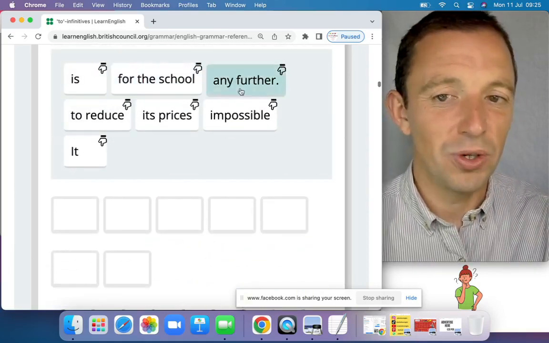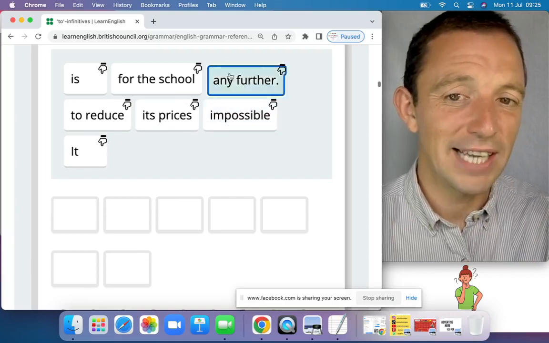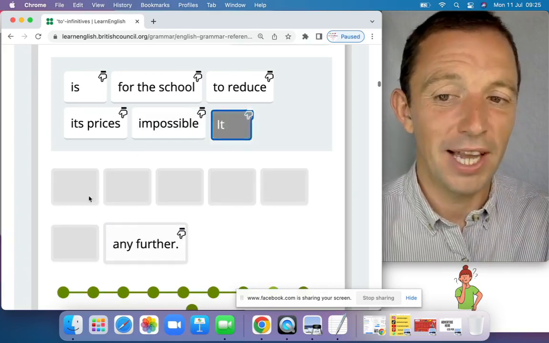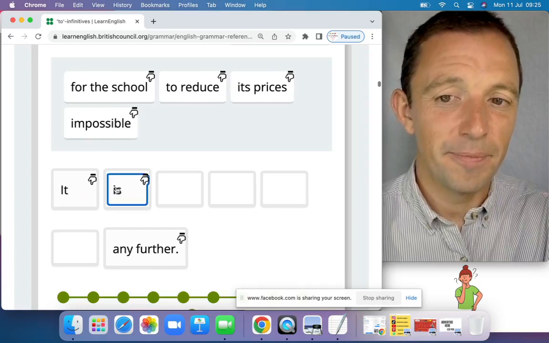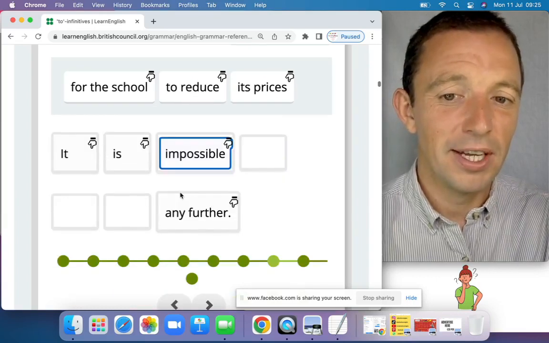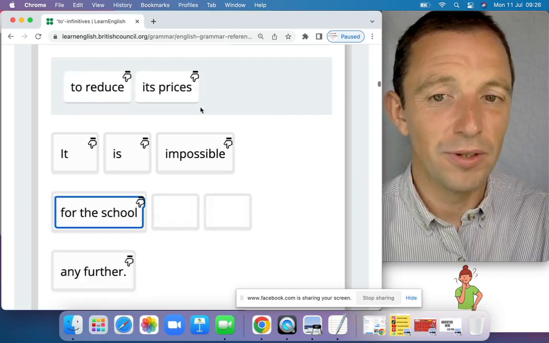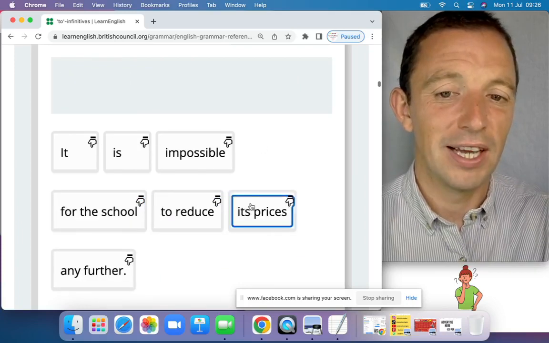Is for the school any further to reduce its prices impossible? It. Last word is any further with the significance any more. First word is the capital letter it. Verb, it is. Adjective, impossible. Preposition, for the school. Infinitive, to reduce its prices any further.